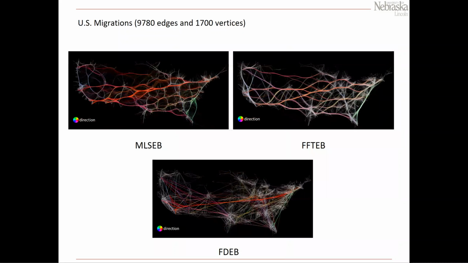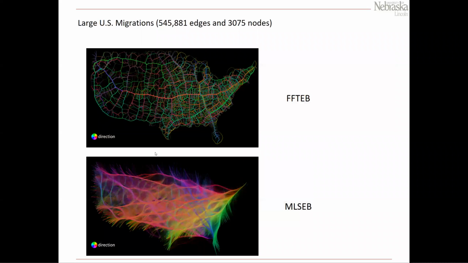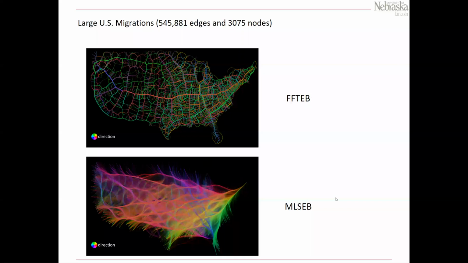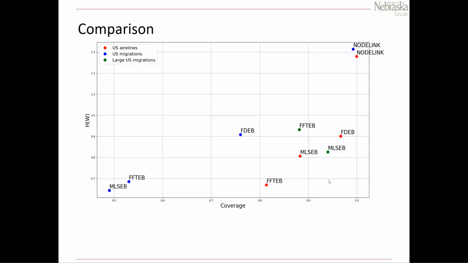So we also compare the visualization results for the US migration data set as well as the large US migration data set. Visually, we can see completely different visualization results. Then we also project them into the 2D diagram, and we can see the fast Fourier transfer function edge bundling can give us a good coverage as well as a low uncertainty.